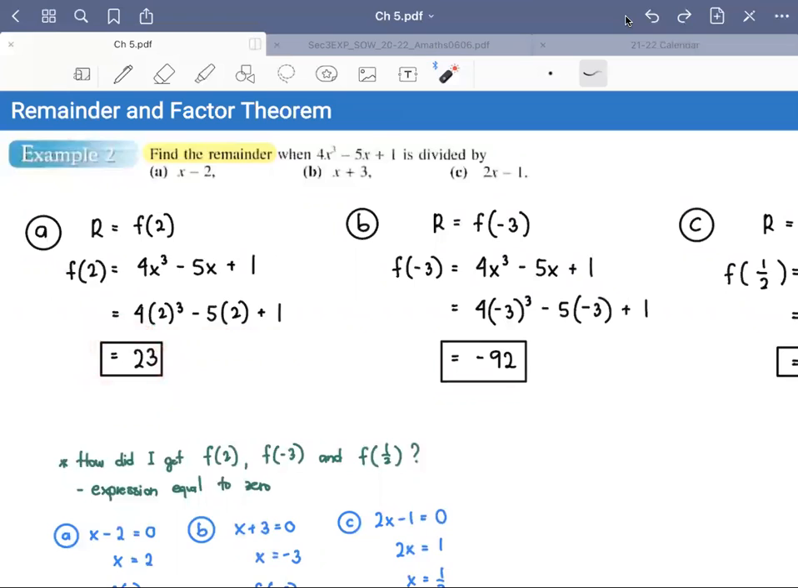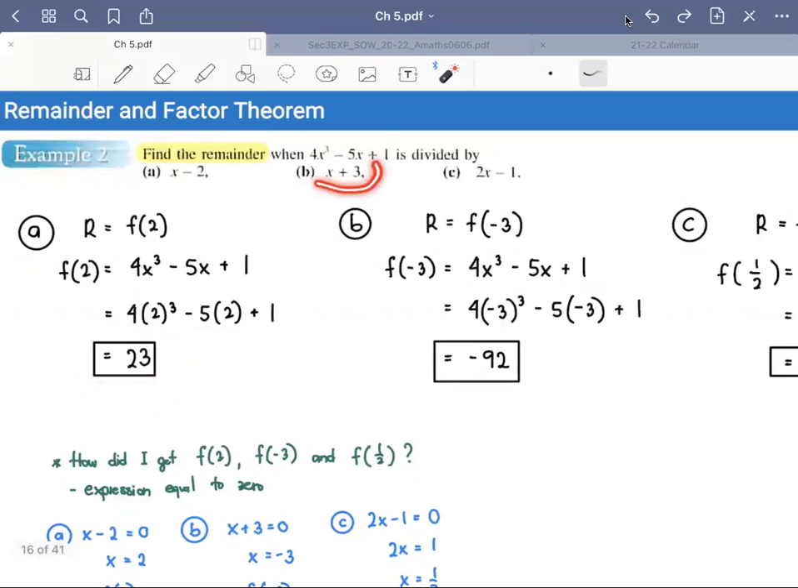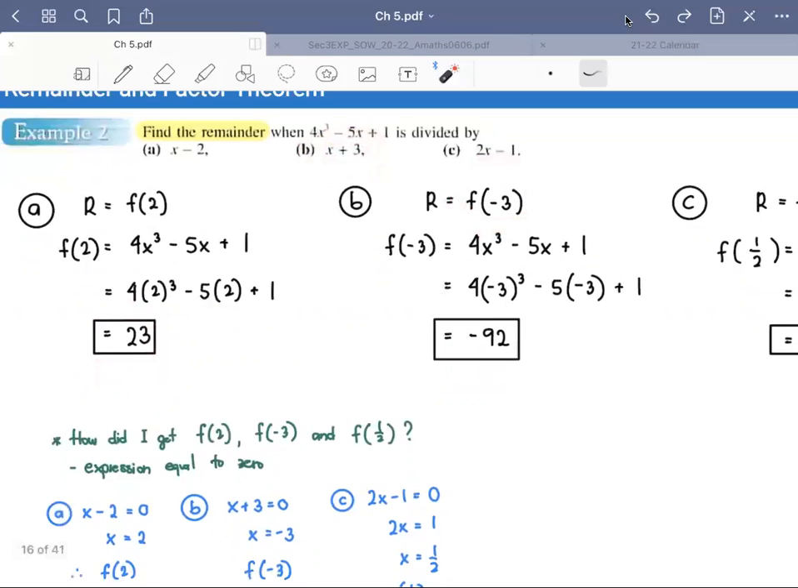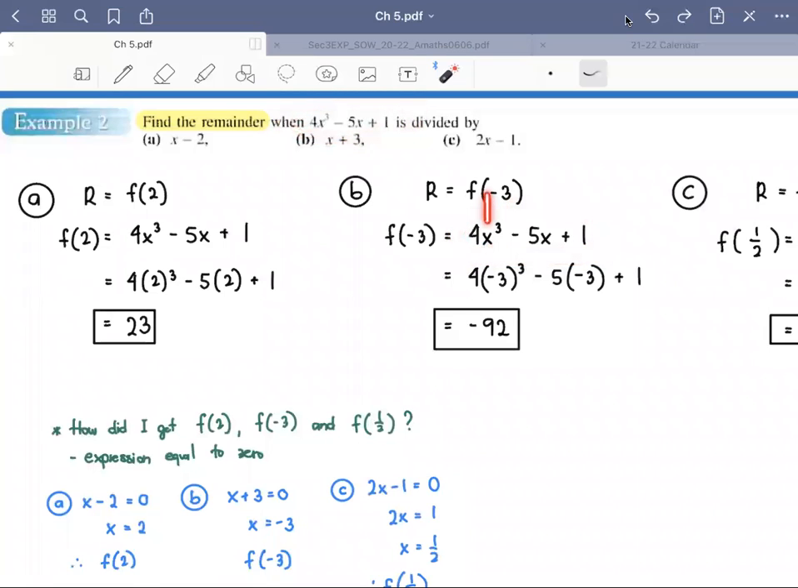How about letter B? What if it's x plus 3? What will be your function? Again, negative. So that means f of negative 3 is equal to this expression. And then what do we do next? We substitute the x values with negative 3. So we'll have this one. Therefore, after you have simplified this, the remainder is equal to negative 92.